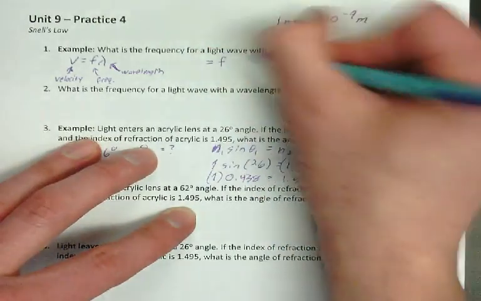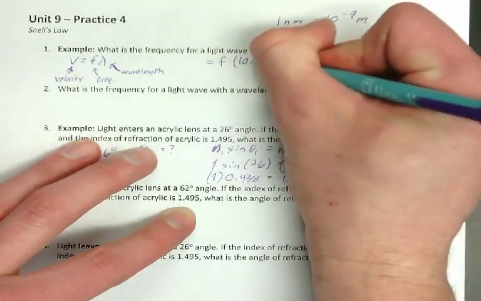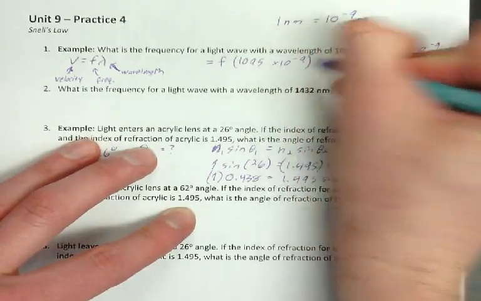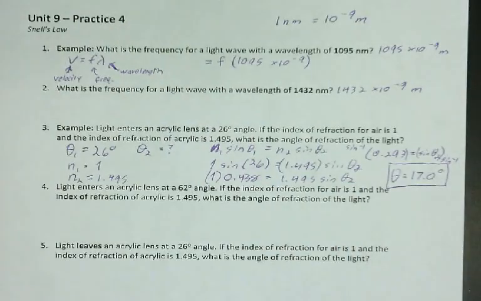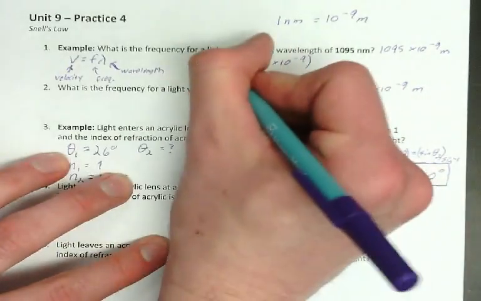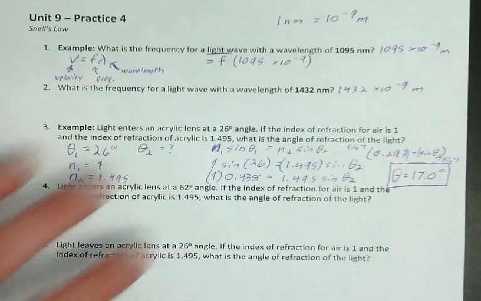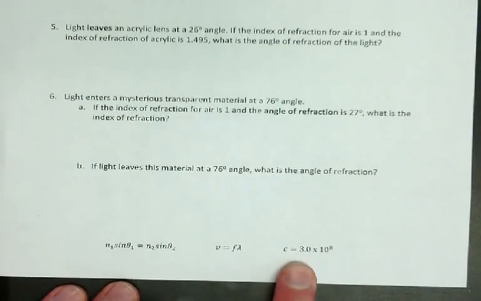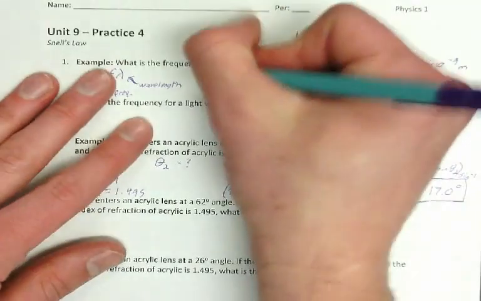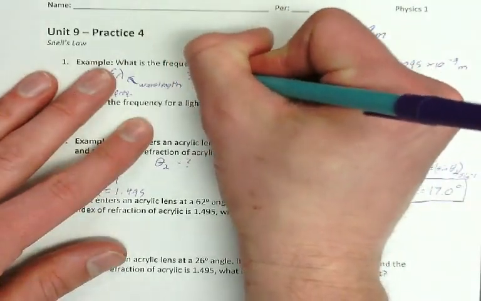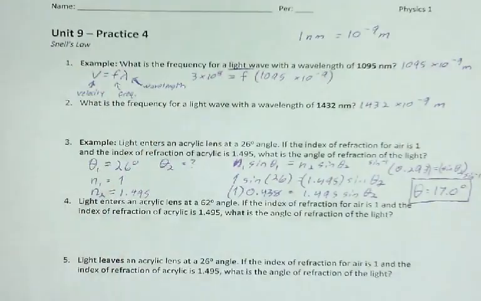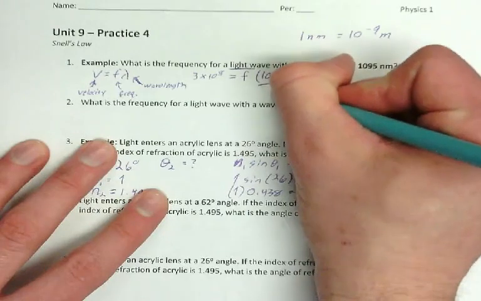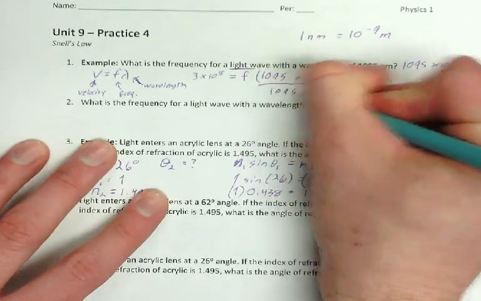We're given the wavelength, 1,095 times 10 to the negative 9th. So then the question is, what do I plug in for v? Well, it's light. So light travels at that speed, 3 times 10 to the 8th. And then all you got to do is divide. Divide both sides by 1,095 times 10 to the negative 9th.